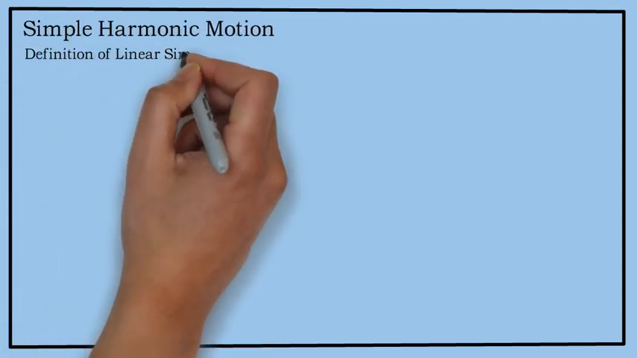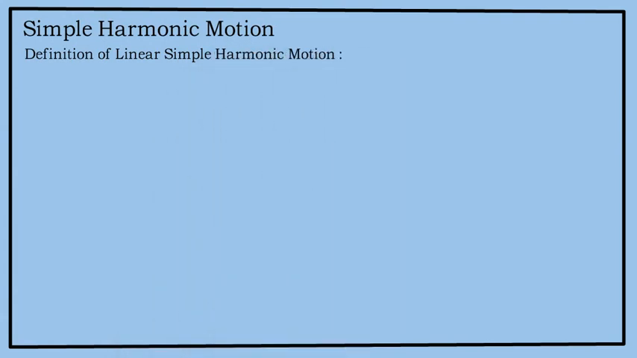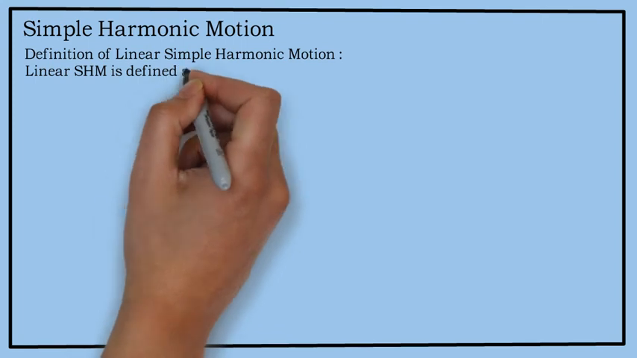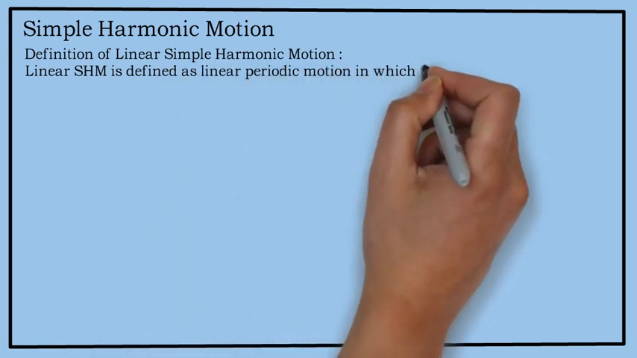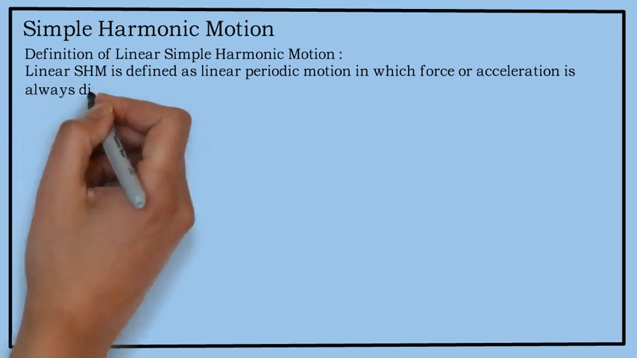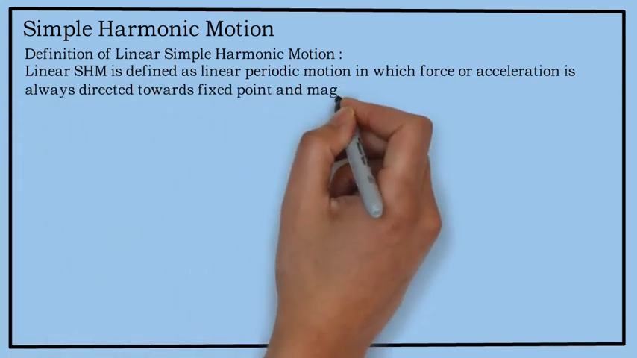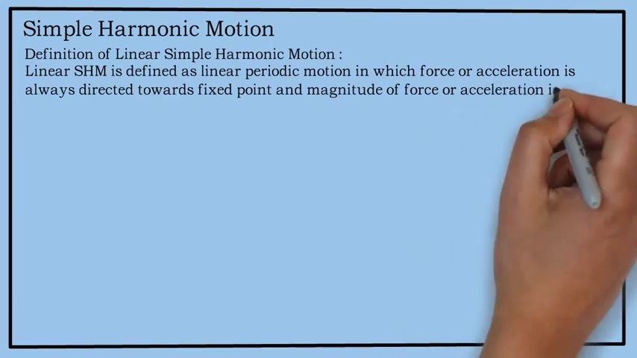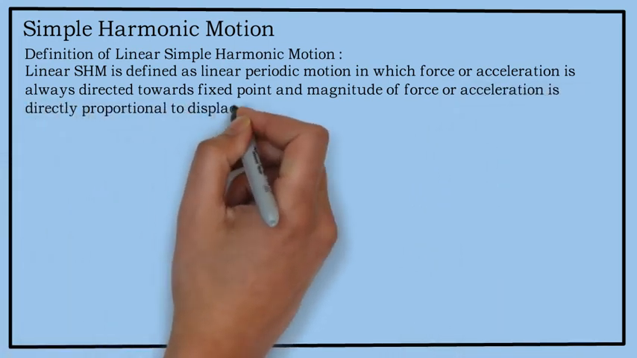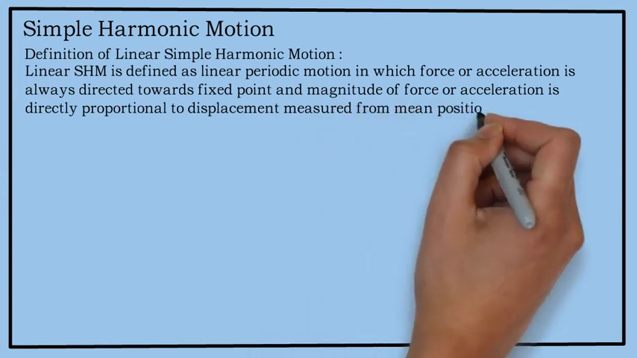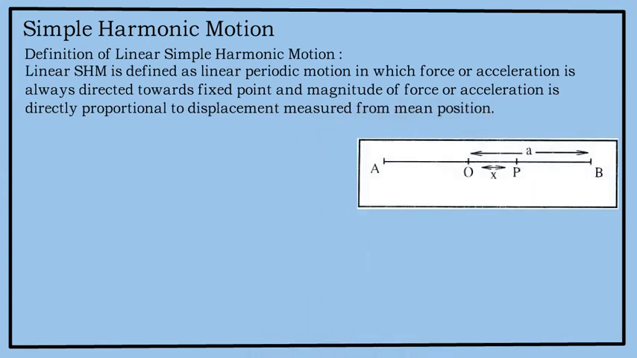Simple harmonic motion. We'll see some definitions here. The basic and very important definition here is simple harmonic motion. The linear SHM is defined as the linear periodic motion in which force or acceleration is always directed towards a fixed point and magnitude of force or acceleration is directly proportional to displacement measured from its mean position. For example, consider the neighboring diagram where the point O is the mean position about which this whole body is performing SHM. Now consider a location of a point P.